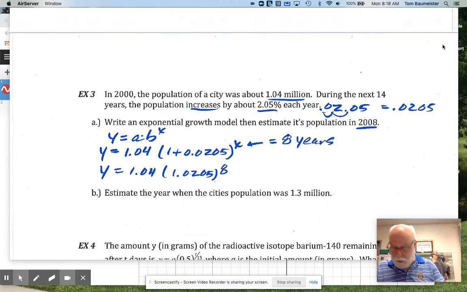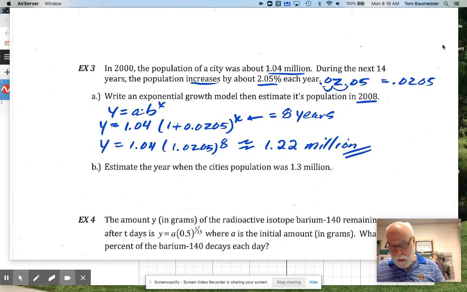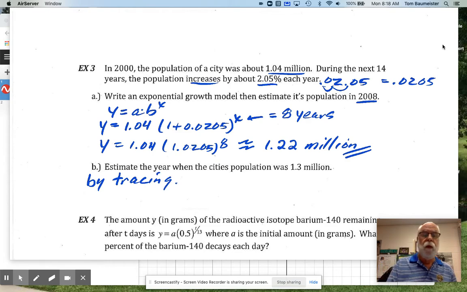And when I plug that into the calculator, just exactly like I have it right there, you should get approximately 1.22, and that will tell you it's million. Okay? And then it asks, estimate the year when the city's population was 1.3 million. So again, we're going to go to our calculator and we're going to trace it, which means I'm just going to move it until I see where it's close to 1.3 million. All right, so I did do that on another one here for you.